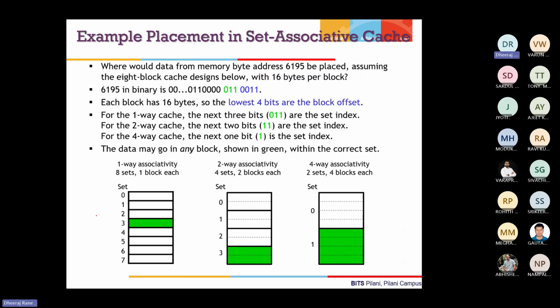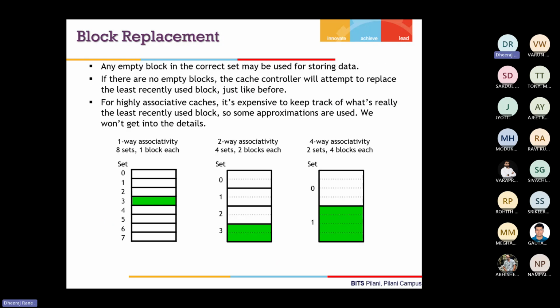Say it be 3. So 3 can be present in any one of these blocks. That's why it is being made green. It doesn't mean that in all the blocks it will be available. The only intention over here is that if 3 is to be placed, then in two-way associative, I can place either here or here. In four-way, in any of these four blocks, we can place it. And that way we are taking the advantage of both direct and associative. So we are having a midway solution for that.